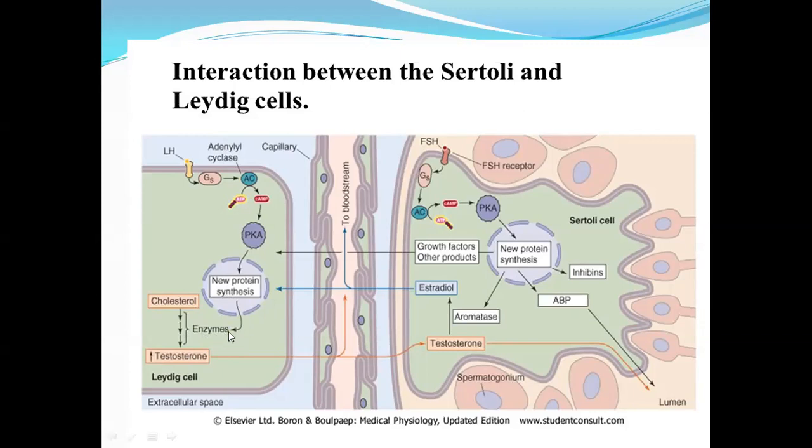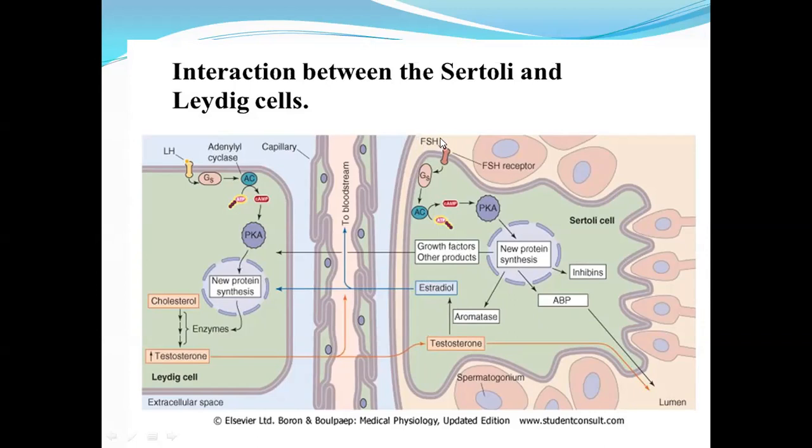We'll know the enzymes which are being produced due to the LH stimulation of the Leydig cells, and that will provide the testosterone. This testosterone is the only hormone or factor which crosses from the Leydig cells to enter into the Sertoli cells. It definitely enters the bloodstream as well. This testosterone, in the presence of the aromatase enzyme in Sertoli cells, is converted into estradiol, which again comes back to the Leydig cells. And there are several growth factors also produced by the Sertoli cells.